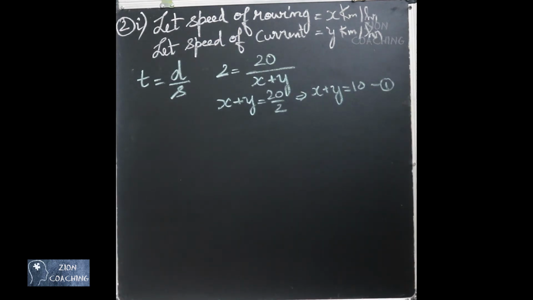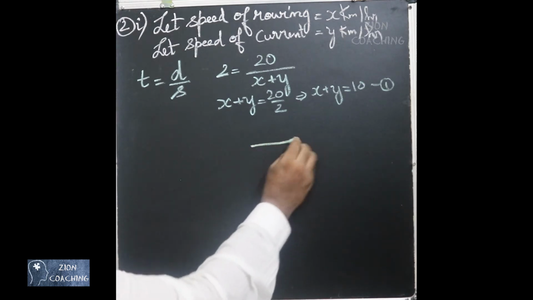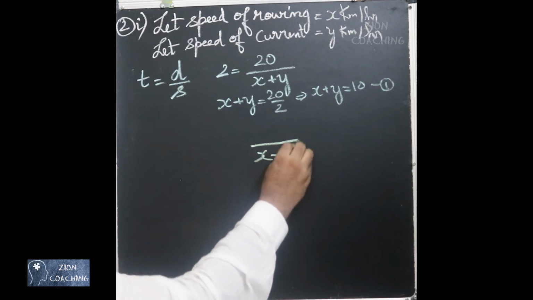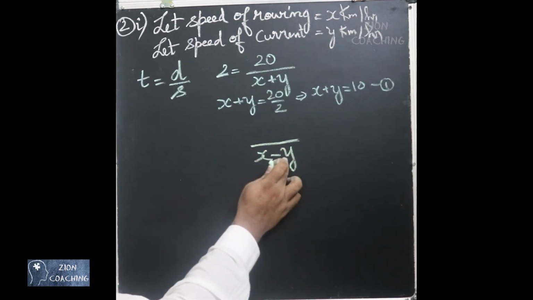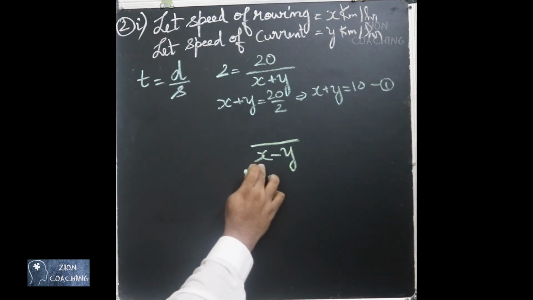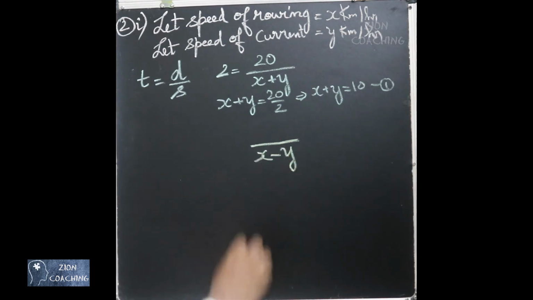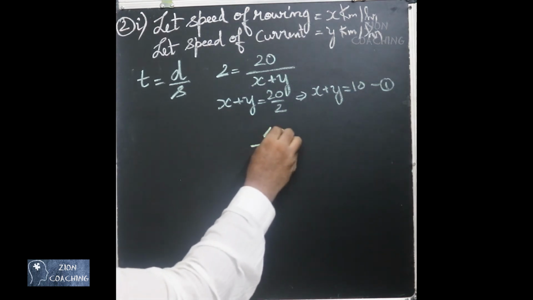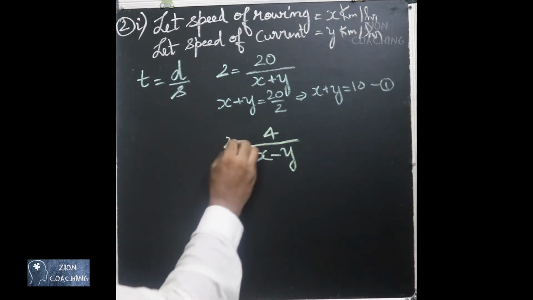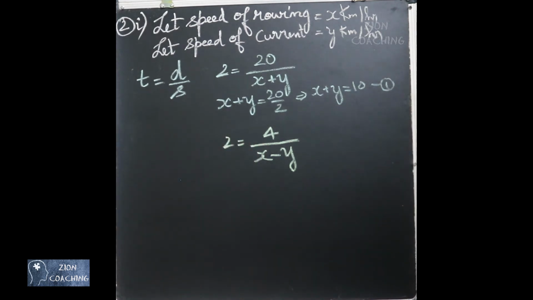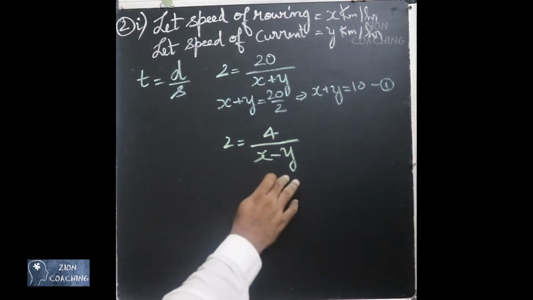The second condition is, now he is not going to travel downstream, that is along with the flow of water. Now he is going to travel upstream, that is against the flow of water. Now the speed will get reduced. His speed is going to totally get affected by the speed of the water. So now the speed will become x minus y. So he is able to travel only 4 kilometers now in the same time, 2 hours. In 2 hours he is able to travel only 4 kilometers because his speed is getting reduced.